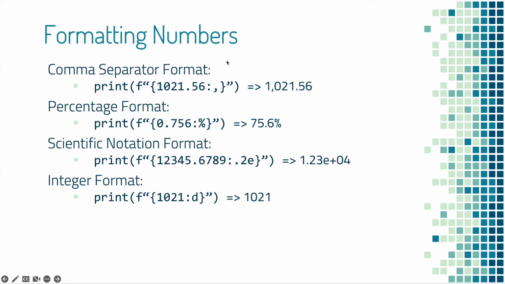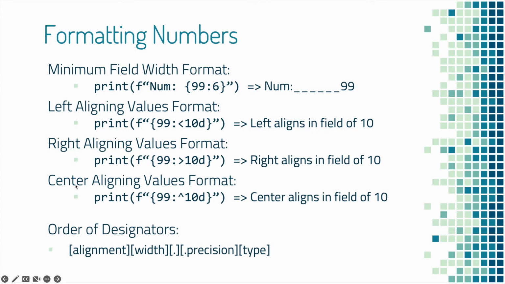I can also do scientific notation using :.2e, which gives me 2 decimal places with the exponential. In this case, we have this large number. It'll give me 1.23e+04, which is the same thing as 1.23 times 10 to the 4. We also have integer form, which just makes sure we're printing out an integer. We have more here as well. So those were the formatting of the actual numbers.